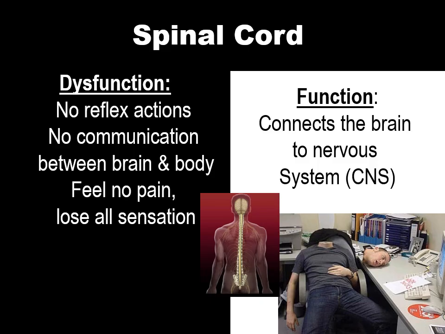So the function of the spinal cord, it connects the brain to the nervous system, the CNS, central nervous system. As a dysfunction, if there's a problem with it, if we have an injury, we'll have no reflex actions, no communication between the brain and the body. You might not feel any pain, but you'll also lose all sensation between the top and the bottom half of your body.